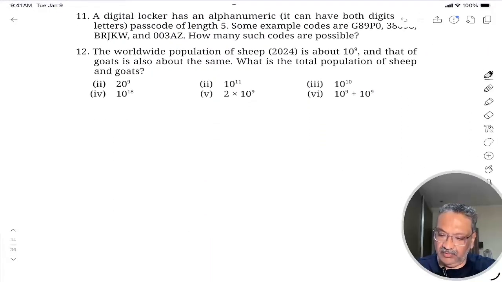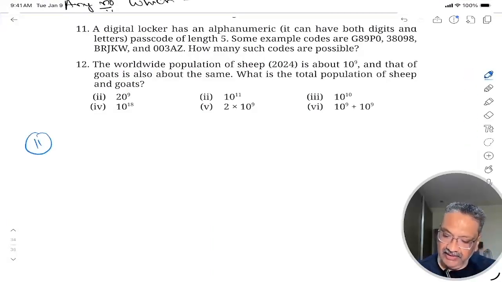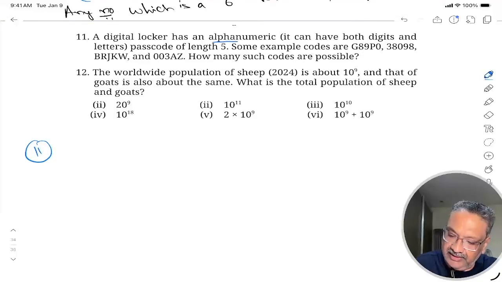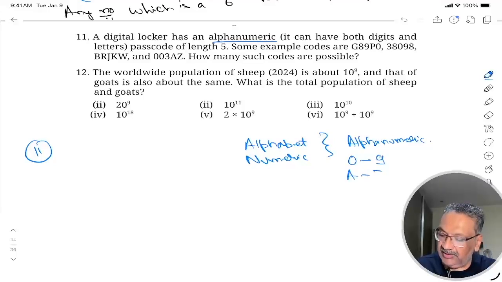Next, question number 11. What does question number 11 say? A digital locker has an alphanumeric code. Alphanumeric means it can be alphabets as well as numerics. Such numbers are called alphanumeric. For example, it could be a 0 to 9 combination, or A to Z. Such codes are called alphanumeric.